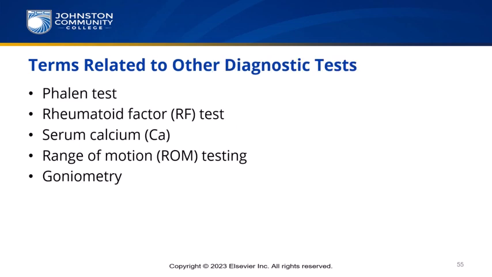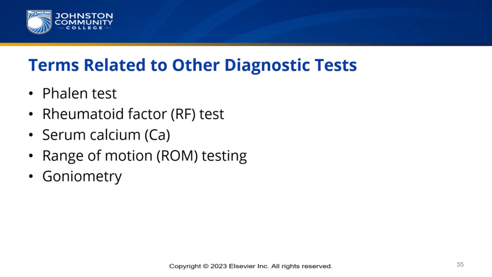Let's look at some terms related to other diagnostic tests. So first we have a Phalen test, which is used to diagnose carpal tunnel syndrome. The backs of the patient's hands are pressed together to elicit the symptoms of the disorder. A rheumatoid factor test is a laboratory test that examines the blood for rheumatoid factor, or the RF factor, a substance present in the blood of individuals with rheumatoid arthritis.